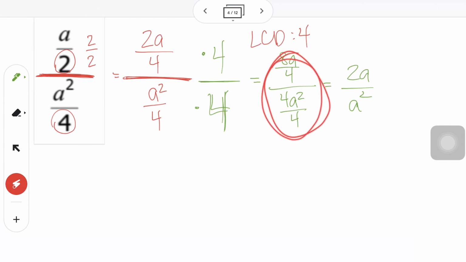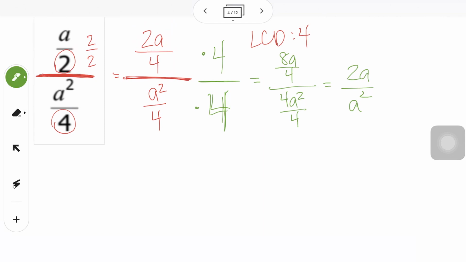Personally, I do not multiply it out and write this step. I know that these are going to just cancel, because this is really 1/4 times 4, which is just the 1. So all you're going to have left is the numerators. Then I'm going to simplify this fraction. You have a's on top and bottom, so it's going to be 2 over a.